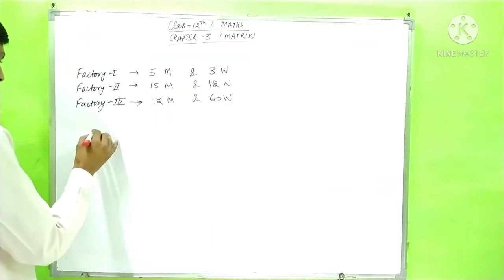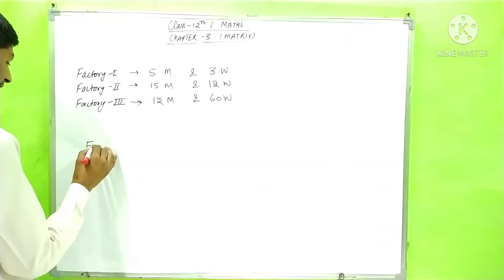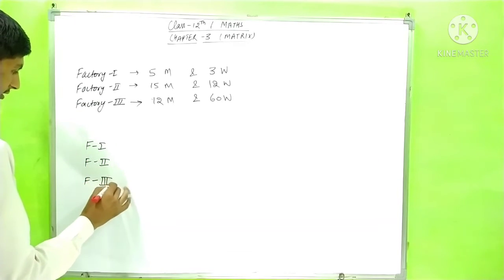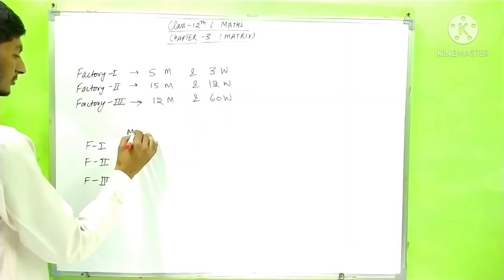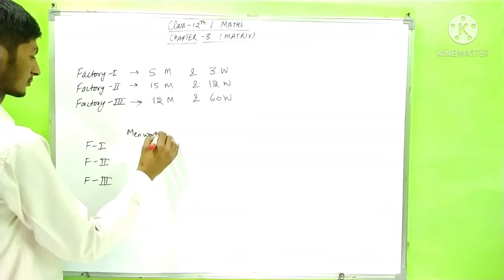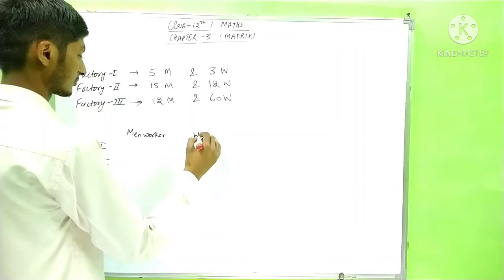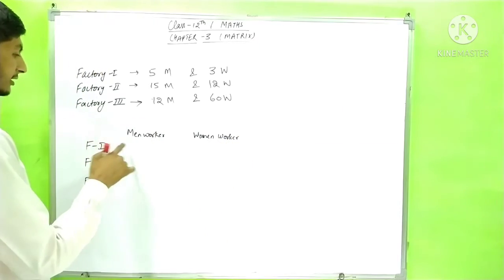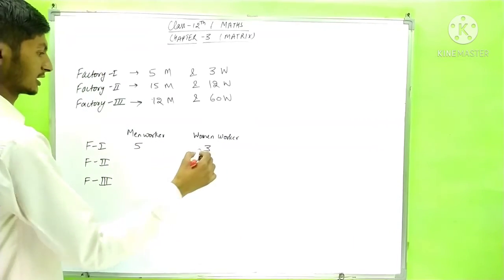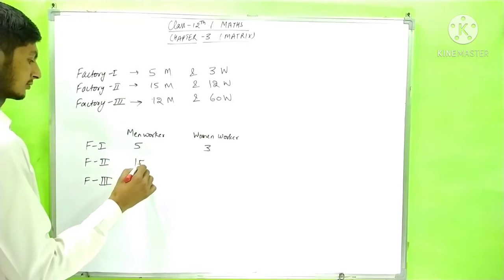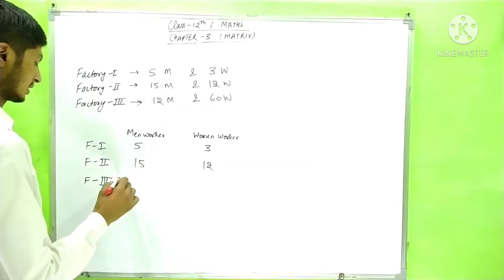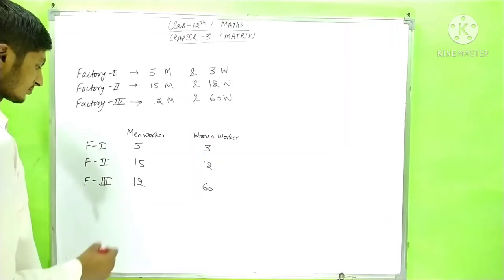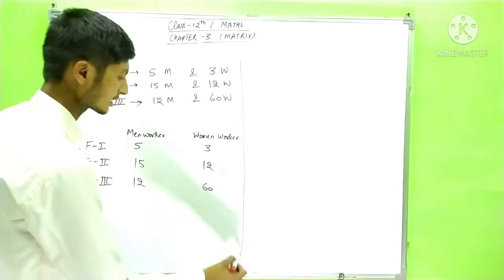Like first, here we can represent factory 1, factory second and factory third. Here man worker and here women worker. In the factory first there are 5 man workers, 3 women workers. In the factory second 15 man workers, 12 women workers. In factory third 12 man workers and 60 women workers. We can represent it in another type.